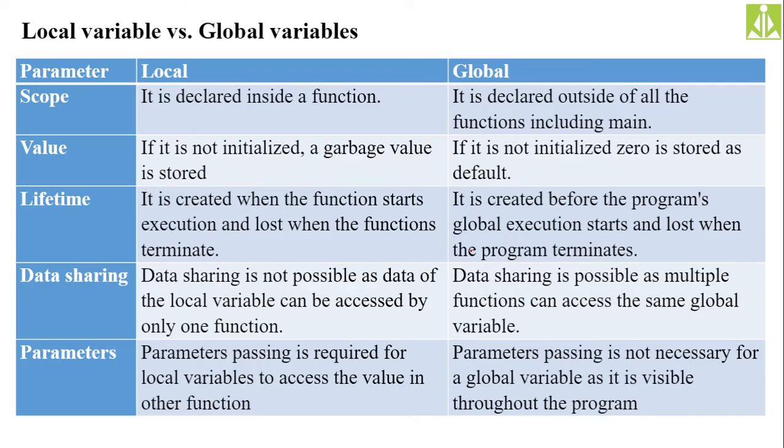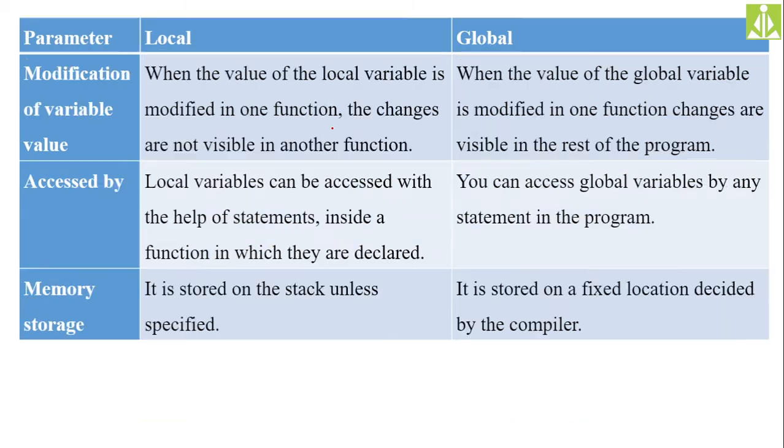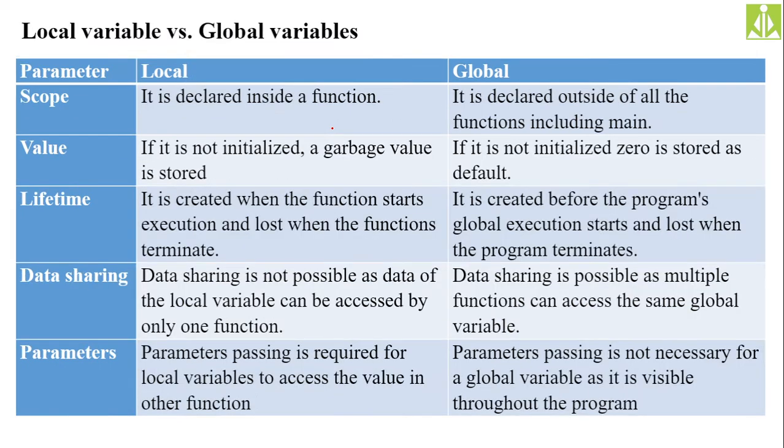Here I have listed some of the differences between global and local variables. I have taken a few parameters in order to differentiate these two types of variables, local and global: scope, value, lifetime, data sharing, and parameters. A few more are in our next slide, that is modification of the value and access by memory storage. Let's see how these parameters get affected when we are talking about local and global variables.